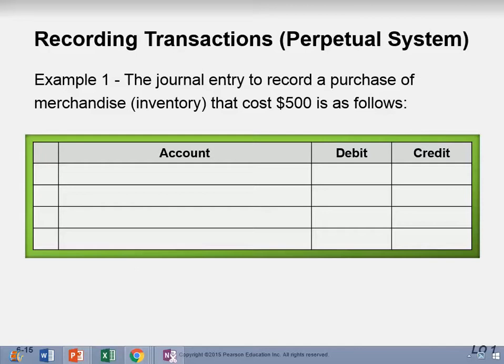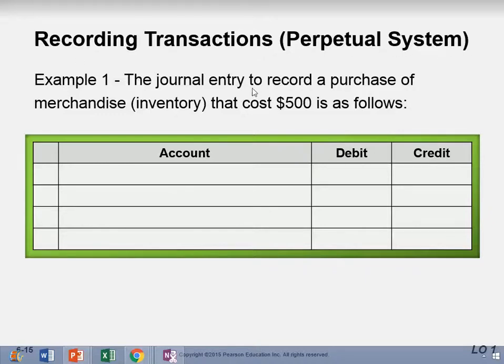Okay, I wanted to cover something a little deeper with this video, just to make sure that we had a good understanding before we proceed into next Thursday. This is an example. I'm going to have two examples that I'm going to show you. Example number one is, again, in the perpetual system.